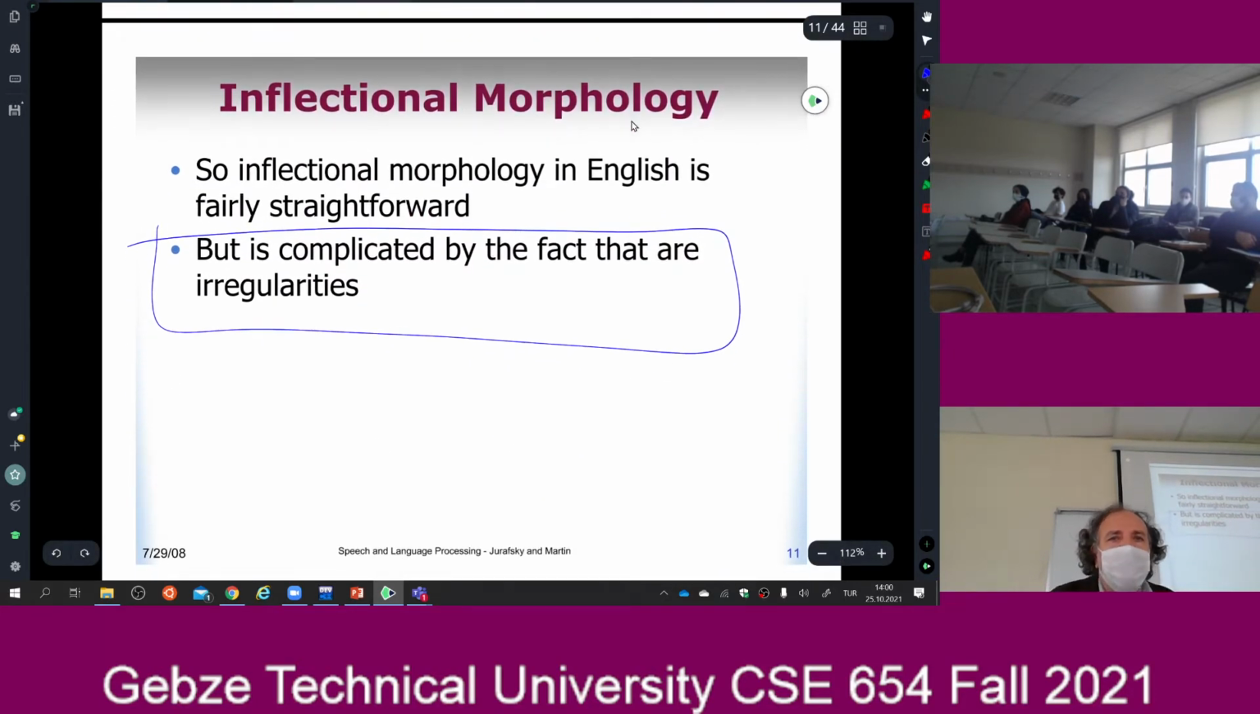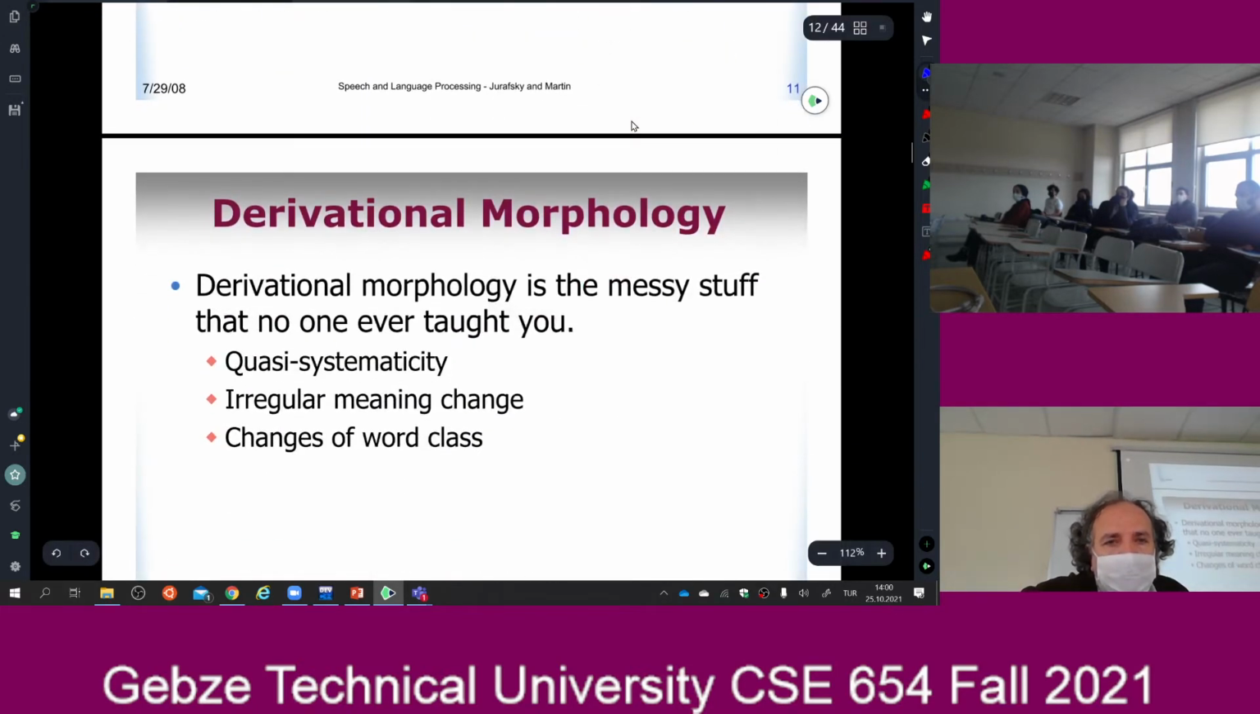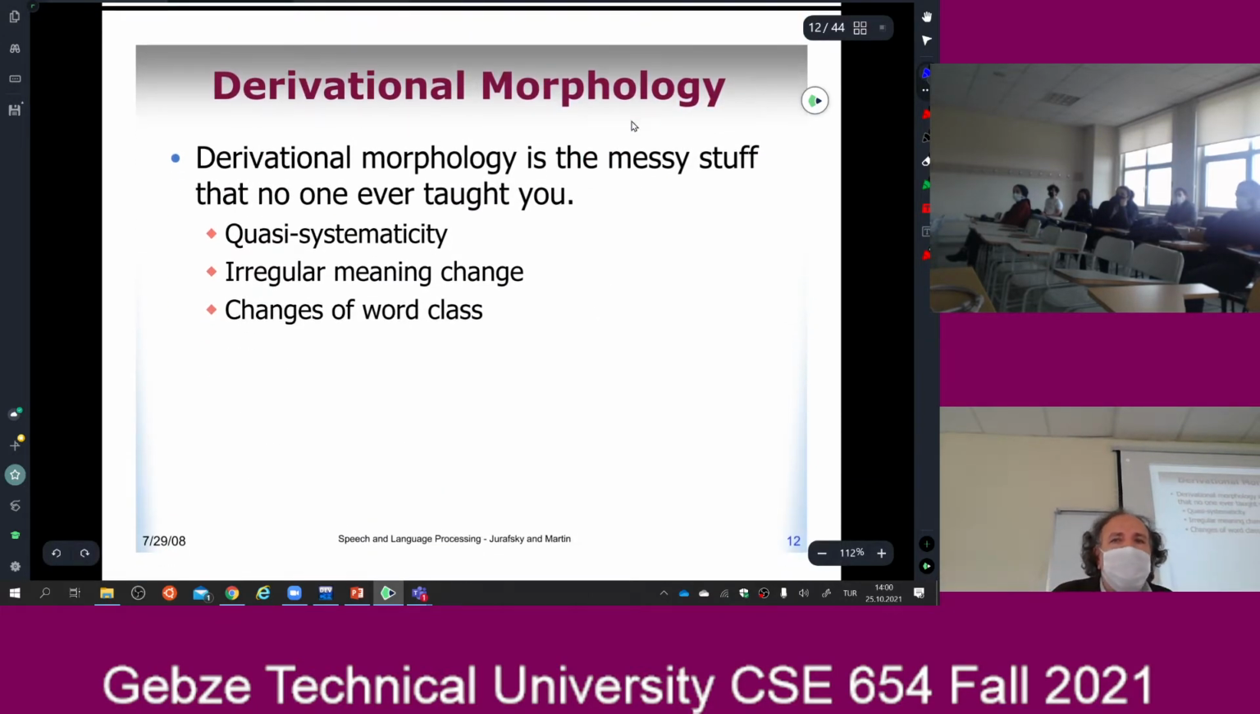So inflectional morphology in English is straightforward, not like Turkish. But it is complicated by the fact that there are irregularities. But you cannot do anything about these irregularities. They are just irregular, so you have to memorize them. There is no rule saying that these are the rules for irregulars, because irregulars are irregulars, as the name implies. There are no rules. So the derivational morphology is the more complicated part for English.